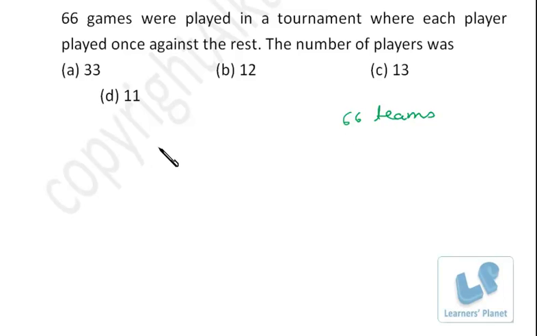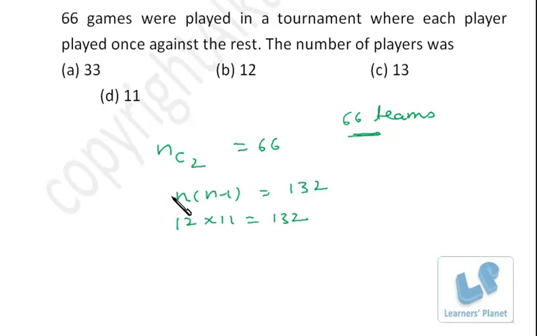Now suppose n persons are there, right? If each team takes 2 persons, so how many combinations will I be getting? That is nC2, right? Each team consists of 2 persons, so the number of teams will be nC2. Now nC2 is 66, right? Now nC2 is n(n minus 1) by 2, and that is 66, so n(n minus 1) is 132, right? Now these are two consecutive numbers and their product is 132, so it's 12 into 11 is 132. That means n is nothing but 12, right? So the number of players was 12. I hope you are clear.